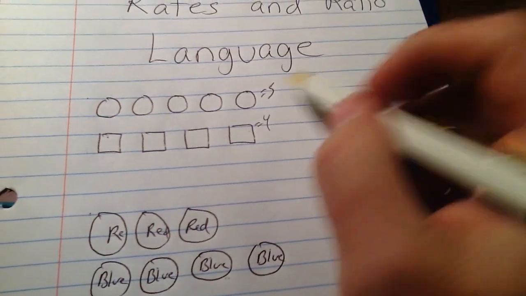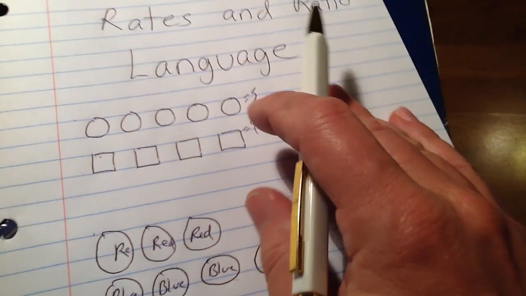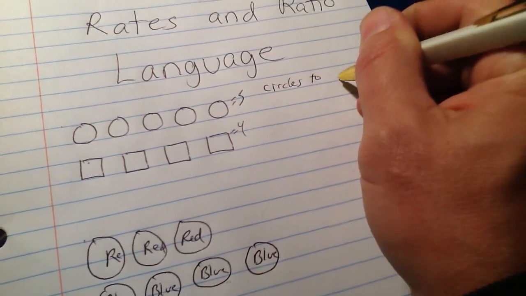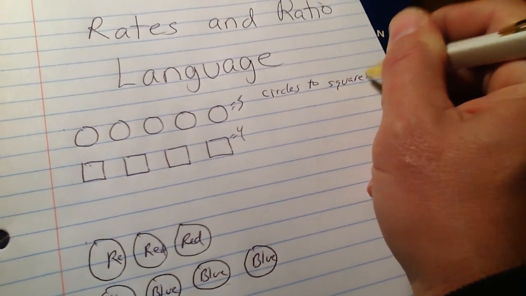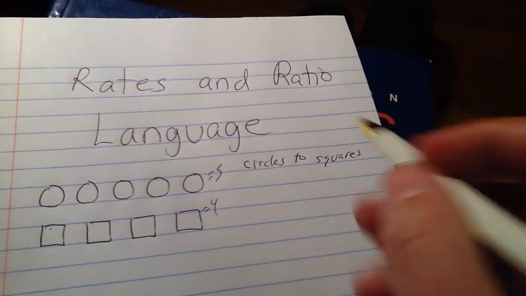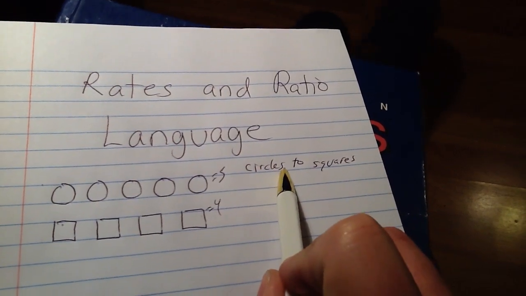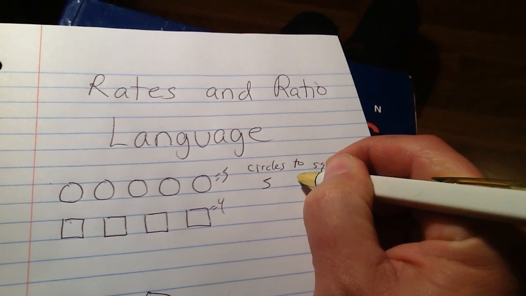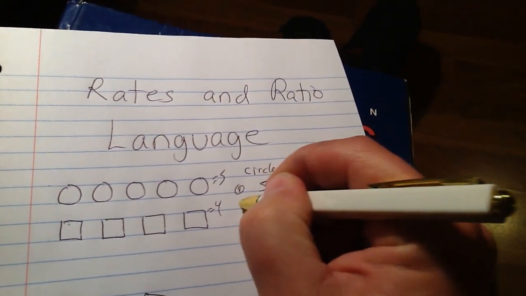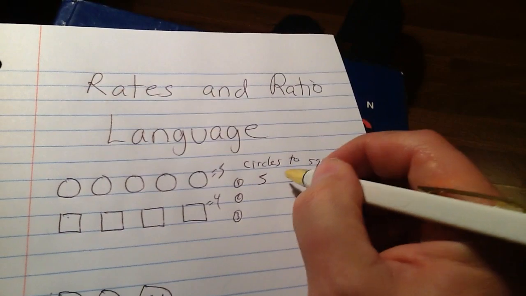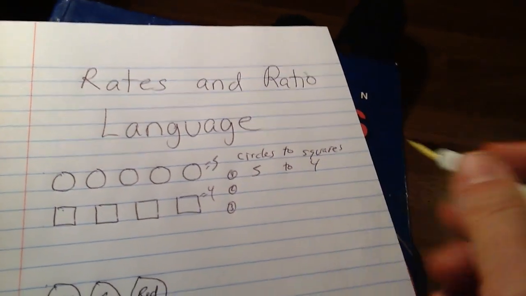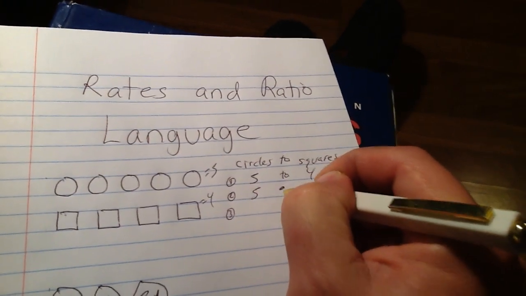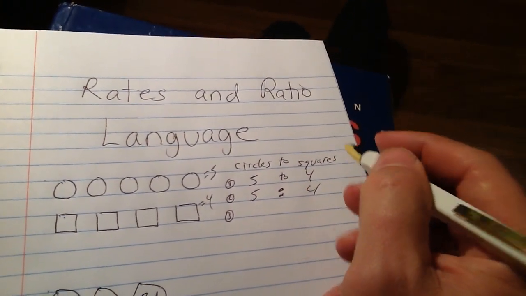Okay, so whatever comes first. If it says we're comparing circles to squares, and this is kind of what we've done in your math folder before, it's the first thing you have to write down, whatever it calls for first. So we know the circles are 5. We're going to talk about the 3 ways to write this. We need to know all 3 ways. 5 to 4, 5 circles, 4 squares. Okay, 5 colon 4.